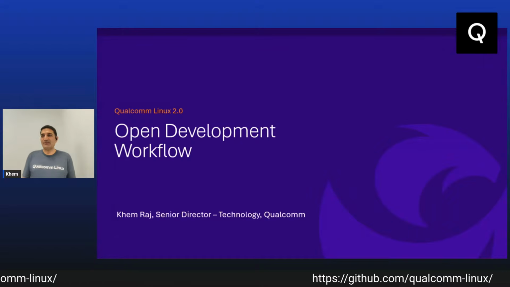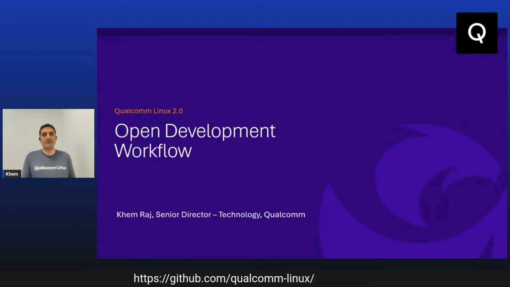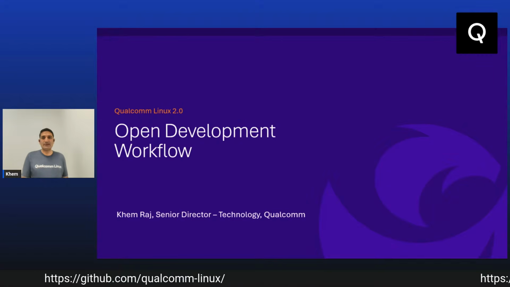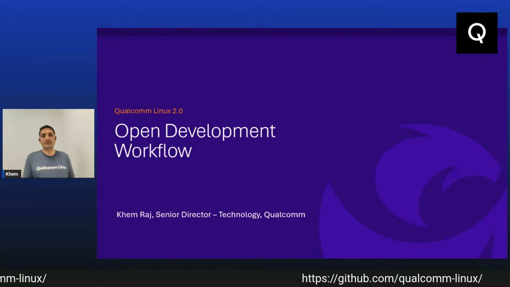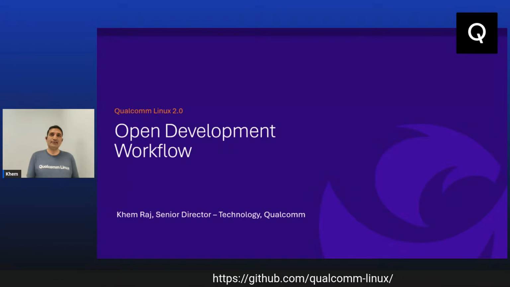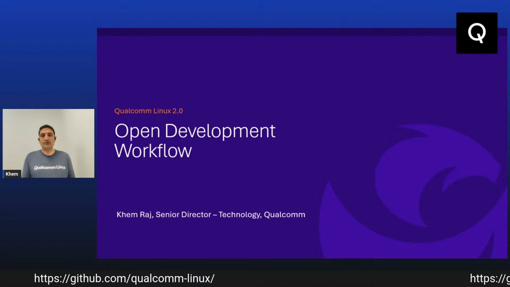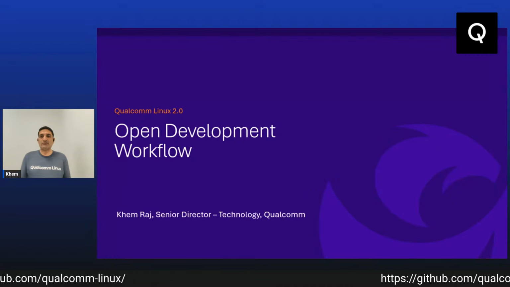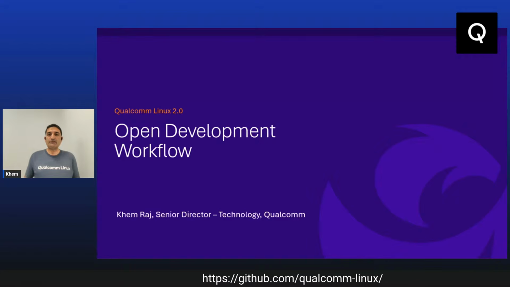Hi, everyone. So we're going to talk about open development workflow today. With QLI, open development workflow is a collaborative and transparent approach for building software where the entire process, from idea generation to release, is conducted openly, and it involves contributions from the broad community. So with Qualcomm Linux 2.0, the development of Qualcomm Linux is fully open.